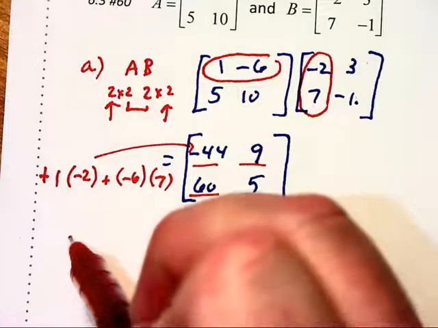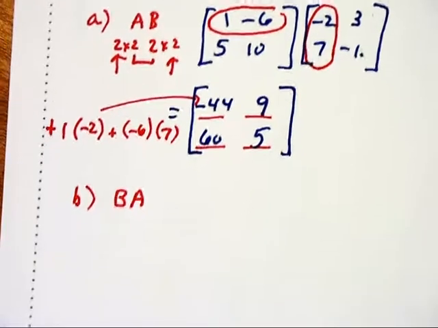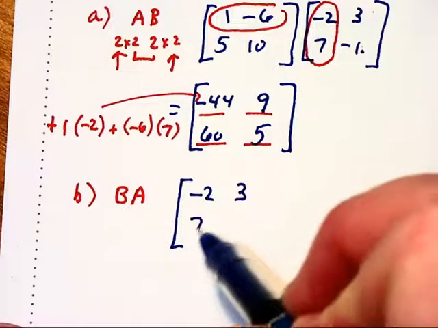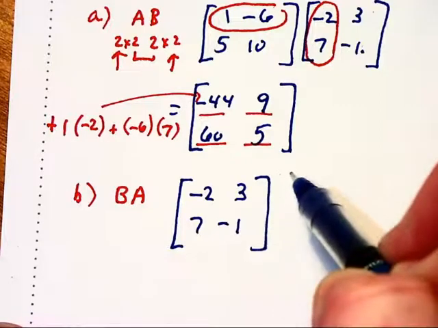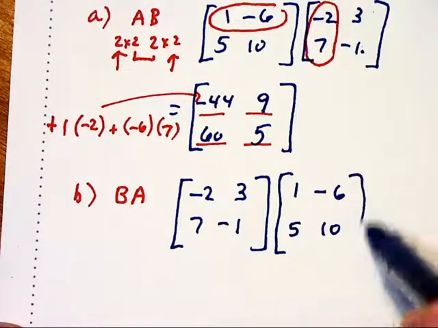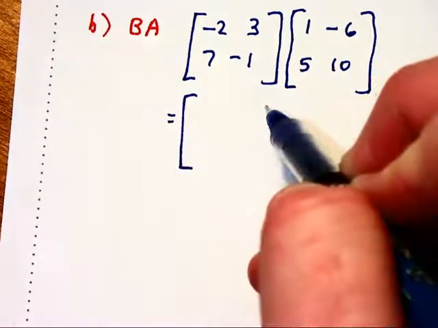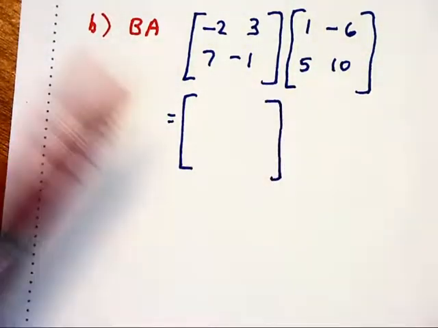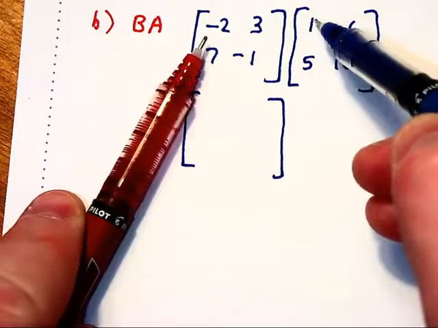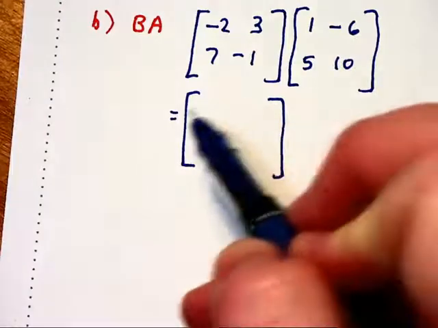Now in part B, they want us to find BA. Now this is going to reverse the order of the two matrices. So the first one is going to have the negative 2, 3, 7, negative 1. There's my B. And then A is the 1, negative 6, 5, 10. And we already know that the product will be a 2 by 2. So same exact size there. And so here we go. Row 1, column 1. That's the negative 2, 3 with the 1, 5. First product, negative 2. Next product, 15. Negative 2 and 15 make 13.